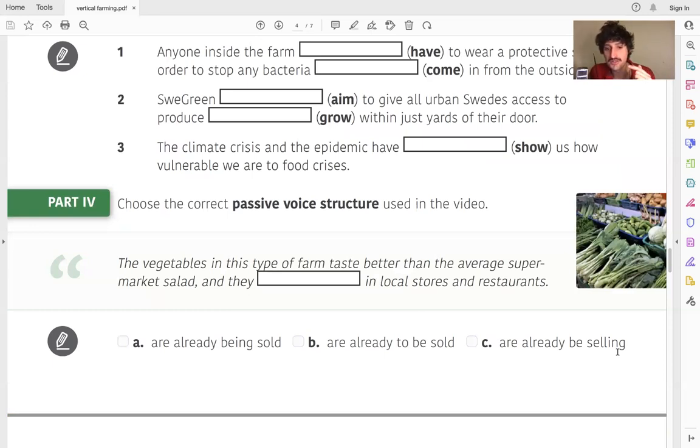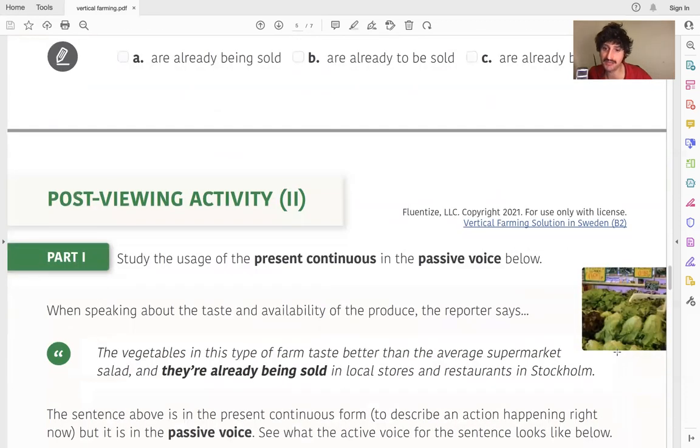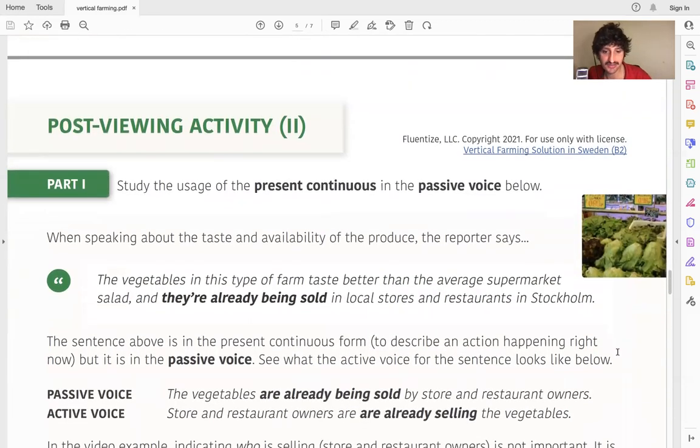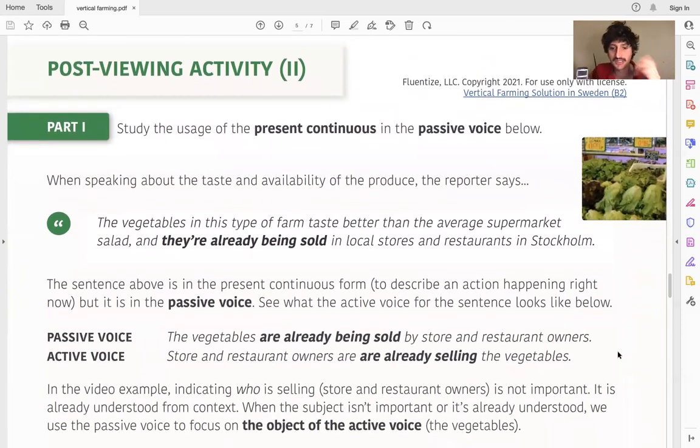So this produce, okay, these vegetables and these fruits are being sold. They are being sold in supermarkets. They are already being sold. Okay, so it's not futuristic, it's right now. Okay, so it's the present continuous and the passive voice. So here we have a lot of very good expressions.